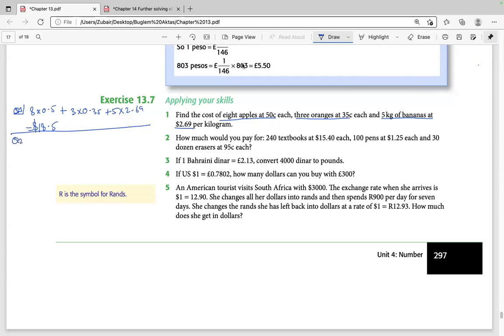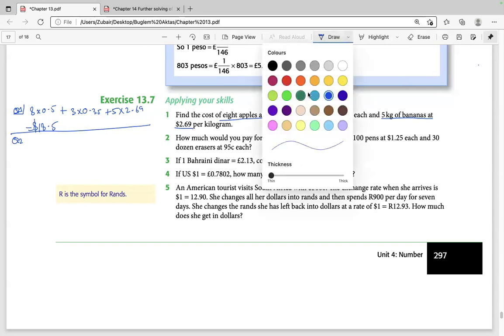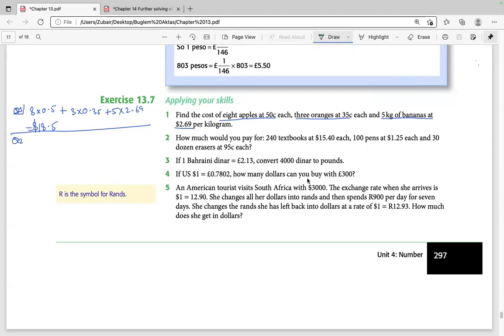Question number 2. How much would you pay for 240 textbooks at 15.4 each, 100 pens at 125 each, and 30 dozen erasers at 95 cents each.